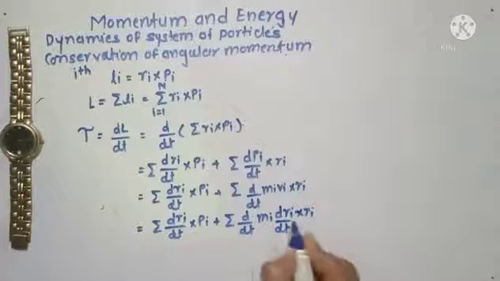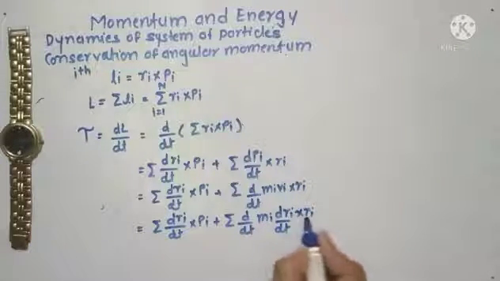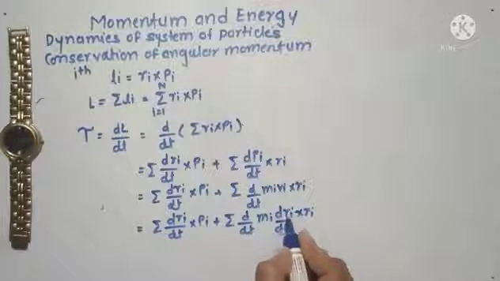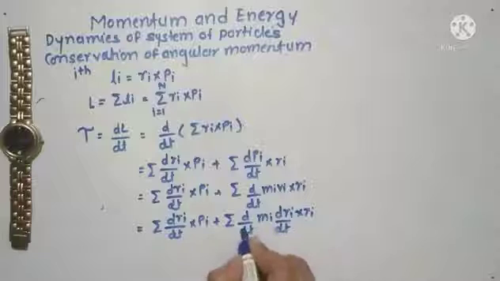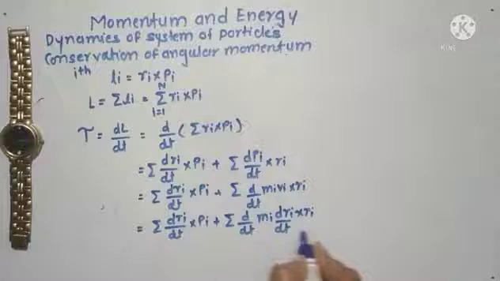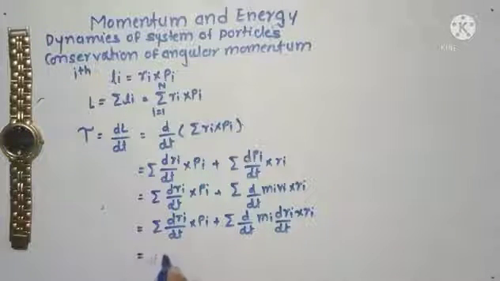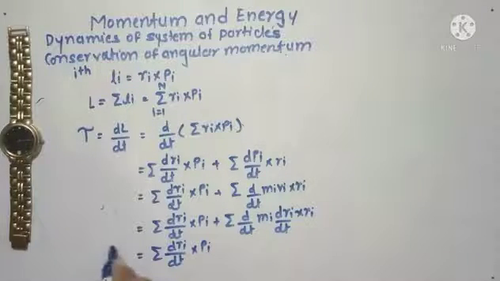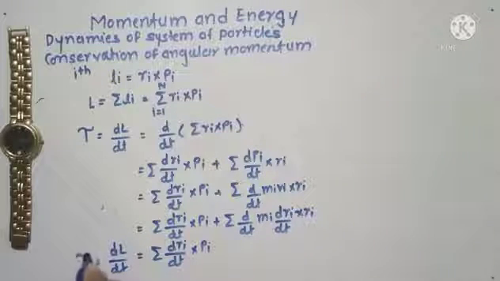cross Ri, and we know that the cross product of any vector with itself will be equal to 0. So dRi upon dt cross this dRi upon dt will give us 0. So this right hand side term will become 0. Therefore tau is equal to the summation of dRi upon dt cross this Pi. This is nothing but dL upon dt.